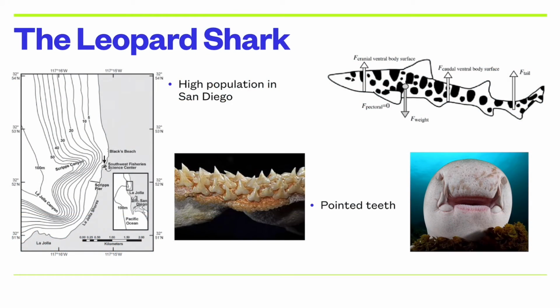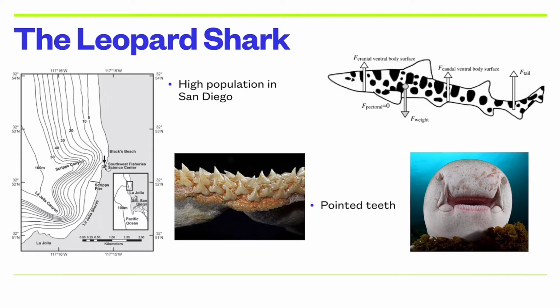The leopard shark, or Triakis semifasciata, is a species of hound shark that can be found on the Pacific coast of North America, and it was also recorded that a high population was found in San Diego. Relative to the name, this shark has leopard-like spots that cover the dorsal side of its body, and it has an elongated body with a broad, short snout, as seen in the photo.